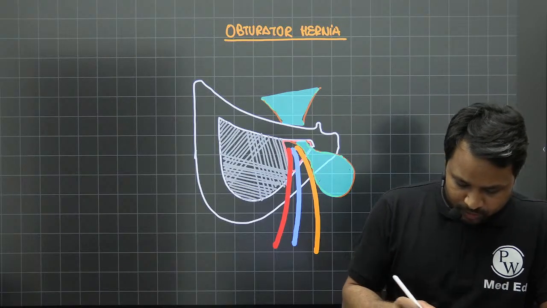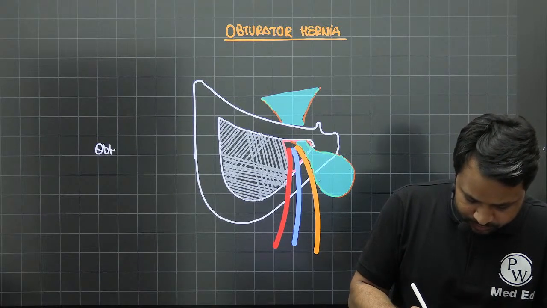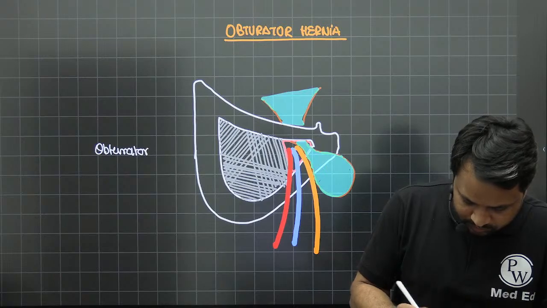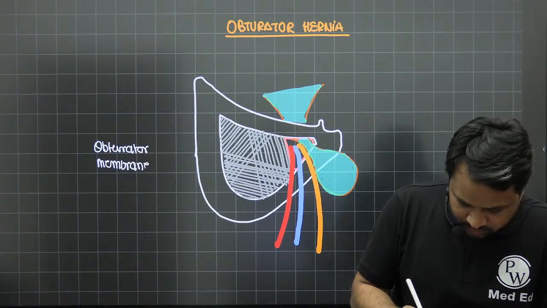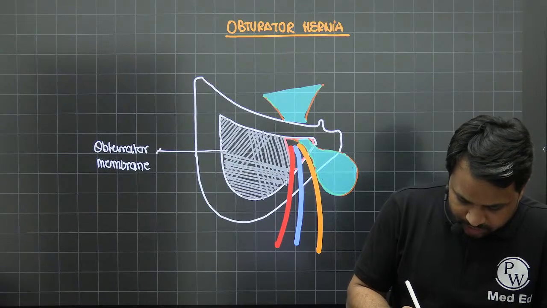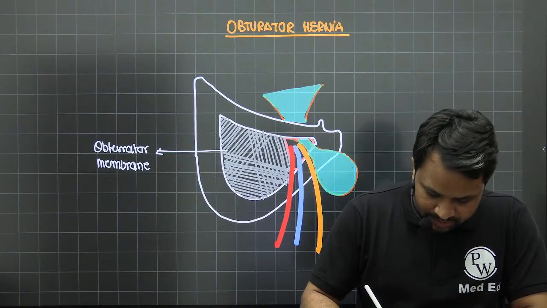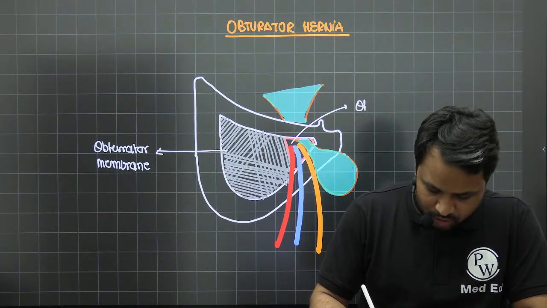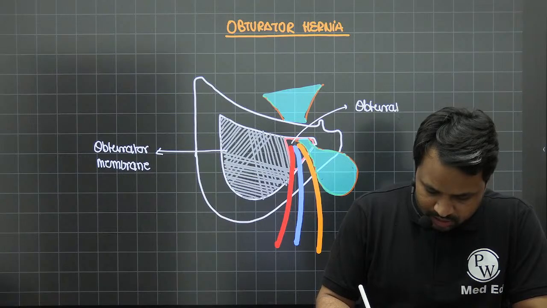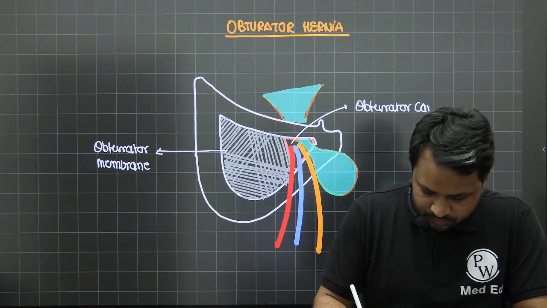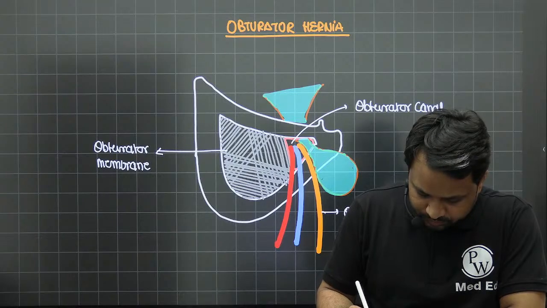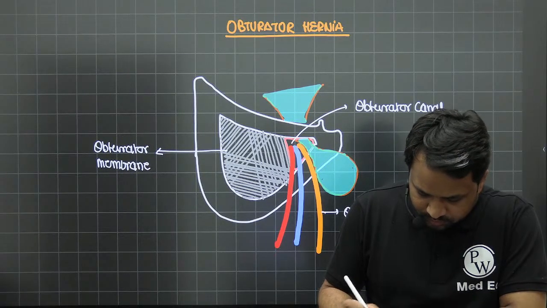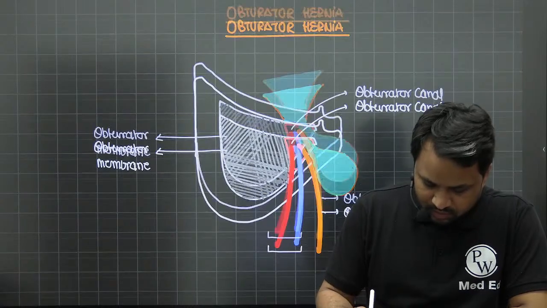Now, this small opening that we are given, just for the sake of understanding, if I label it, this is your obturator membrane. This small opening that is present here, this is what we call the obturator canal. Through this you will see there is the obturator nerve. This is your obturator vessels.